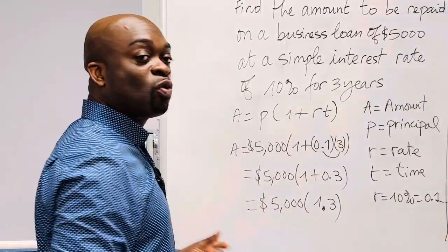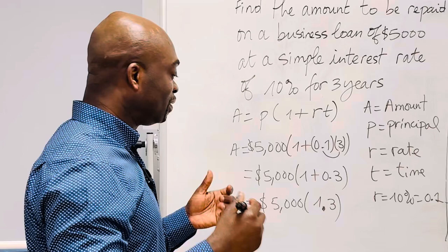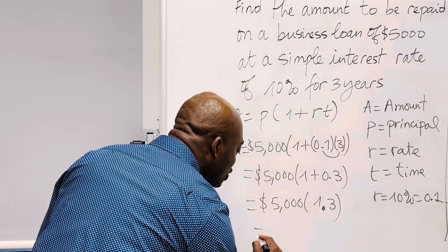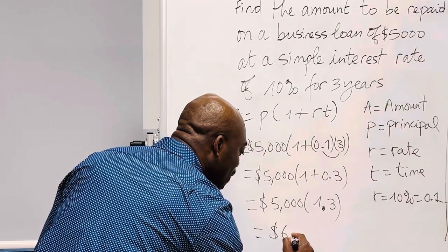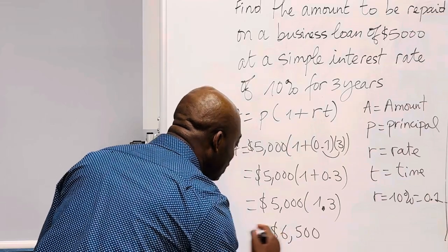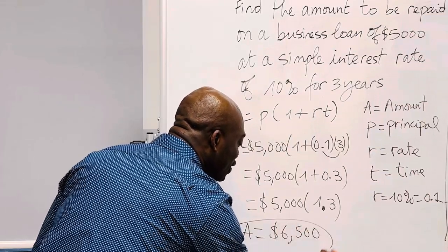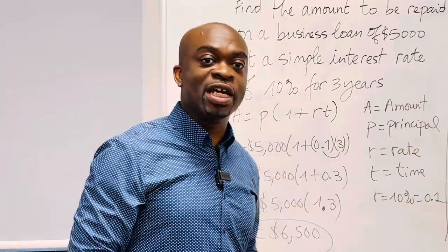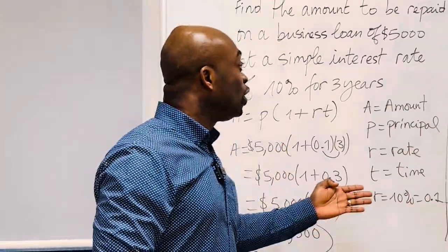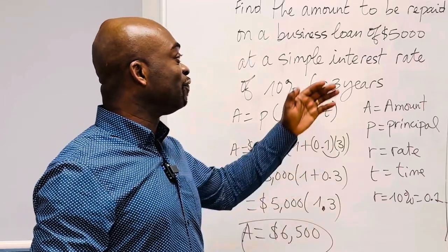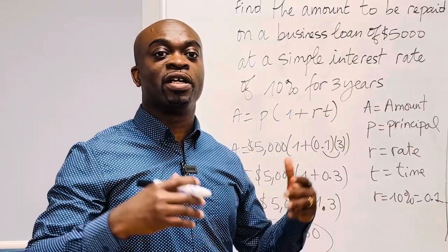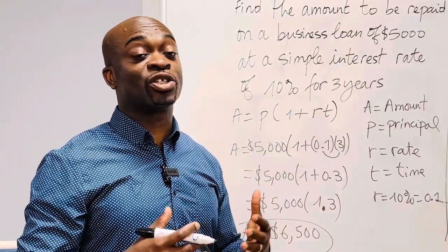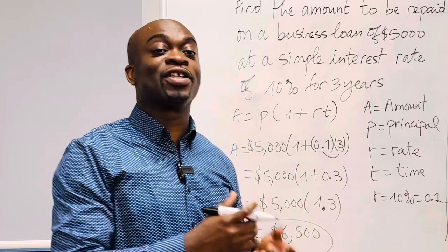And now to finish, we multiply $5,000 by 1.3, which is going to give us $6,500. This is the amount that you're going to repay after 3 years. Basically, we know that 6,500 minus 5,000 gives us 1,500. That's actually how much we paid as interest.